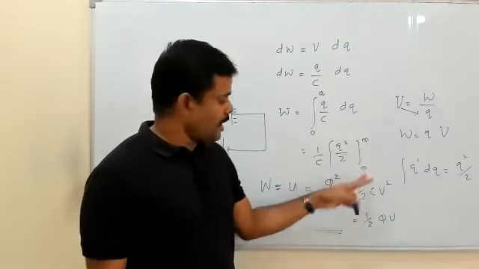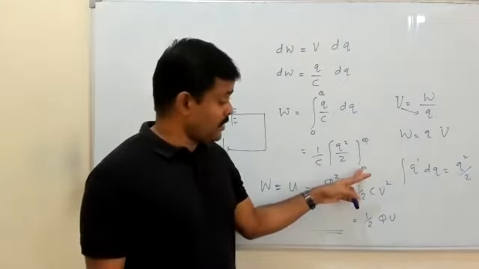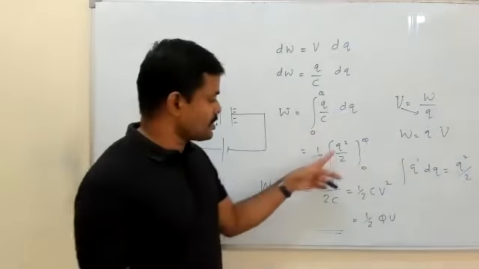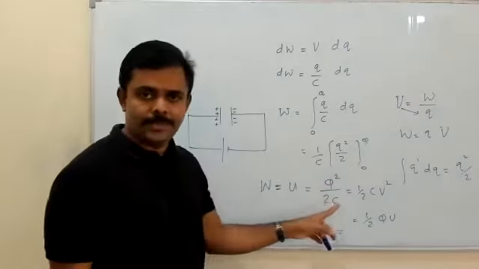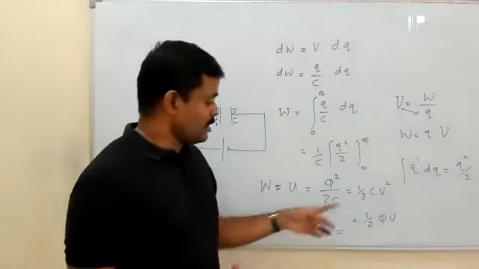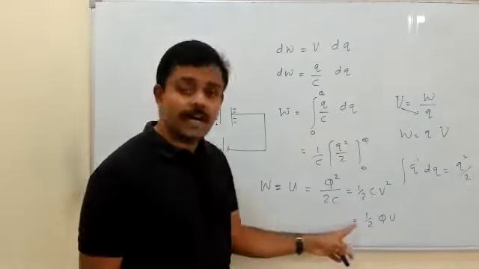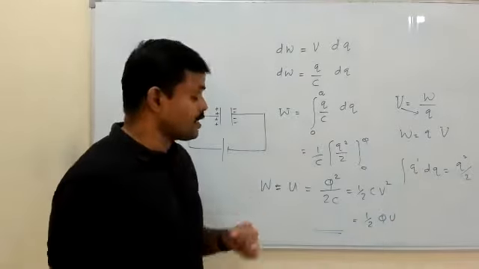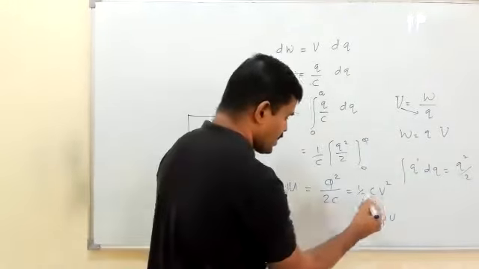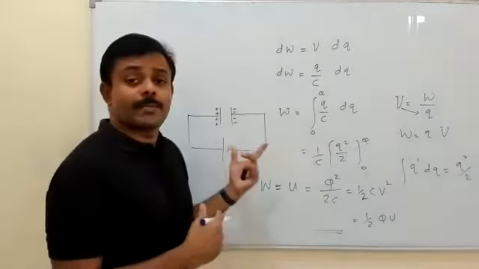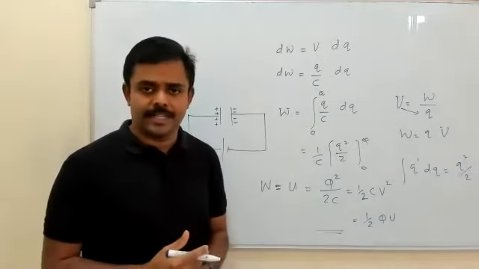Once you've done the integration, which is q square by 2, you give the limits. First, give the upper limit. I don't care to give the lower limit because it's 0 anyway. So you just give the upper limit, it is q square by 2c. If you modify this equation, you'll get half cv square, another equation, and half qv, a third equation. This is the work done to charge the capacitor, which is stored as energy inside the capacitor.